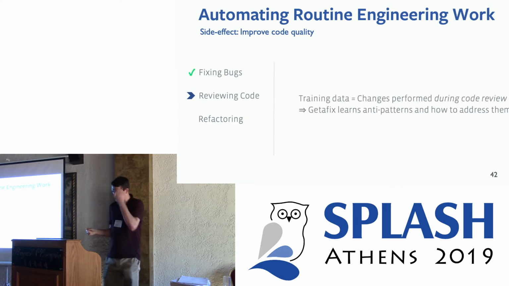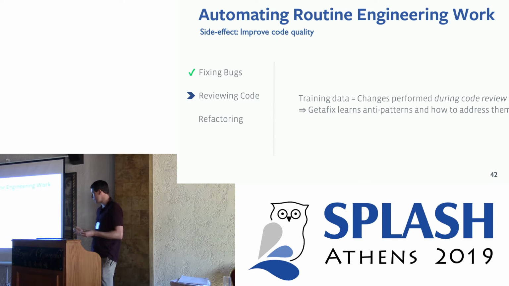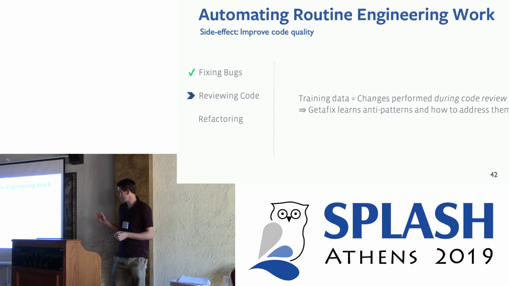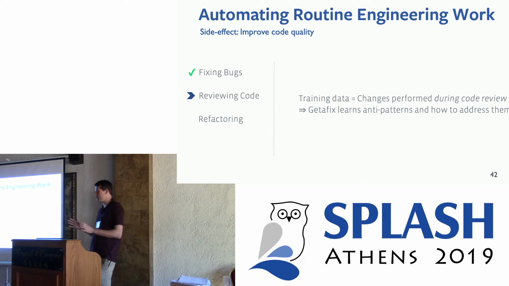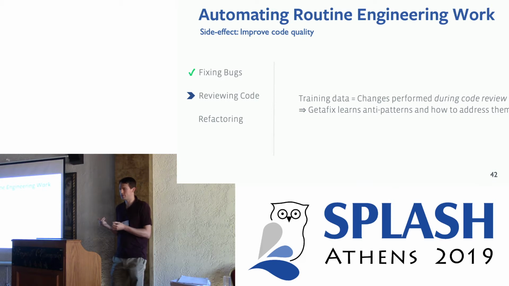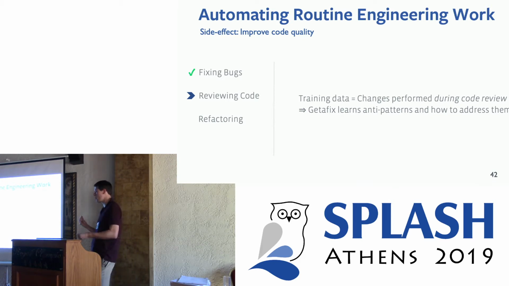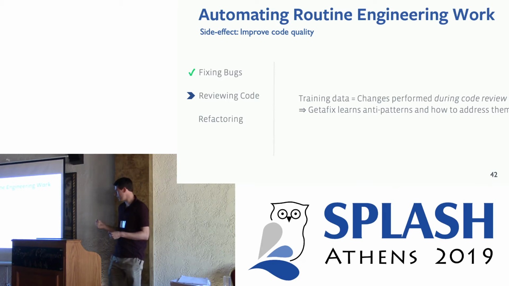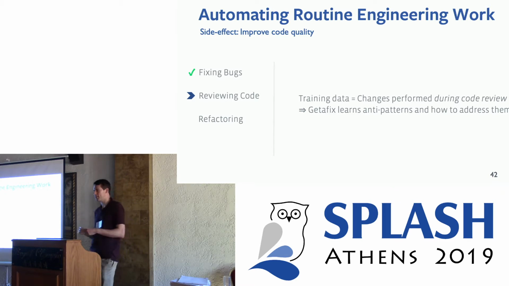Another category of routine work that we were trying to help with automating is the process of reviewing code. So remember, as I said, the input to the system for training is just sets of file pairs. So you can basically give files before and after people responded to code review comments. And if you do that, sure enough, you learn anti-patterns as well as how to address them. So we've done that, and we've rolled out some of those suggestions at Facebook.